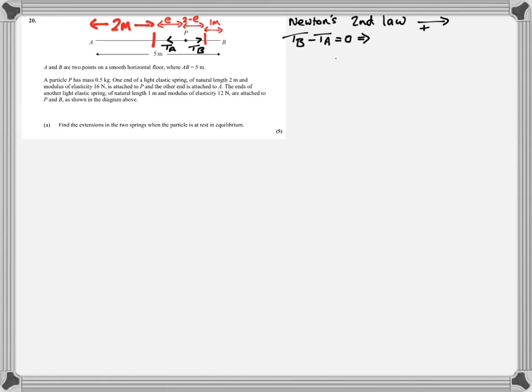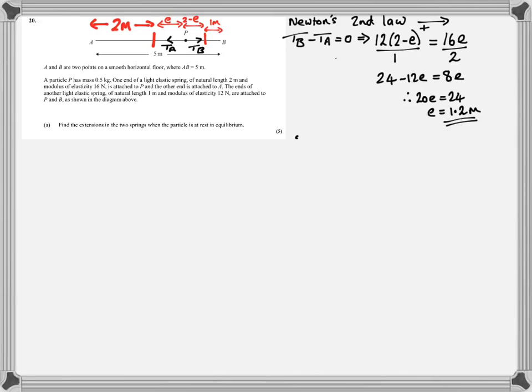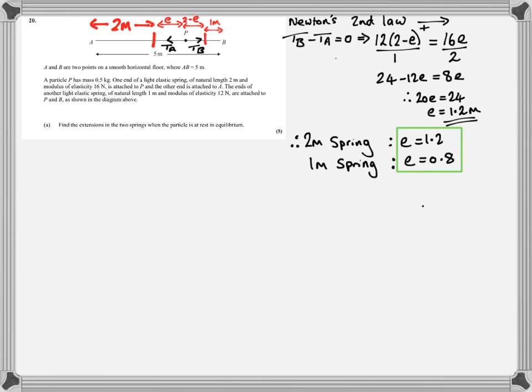Once I've done that, then I can use Hooke's law directly using the given values, and that will lead me to finding a value for the extension E in equilibrium position. So I find out that E is equal to 1.2. Just follow the calculation and make sure you're happy with that. Okay, I'm just going to write down the final answer then. I get these two values. E is 1.2 for the 2 metre spring and E is 0.8 for the 1 metre spring.